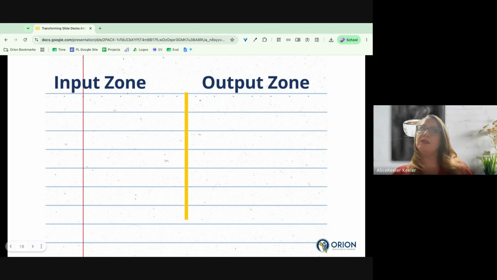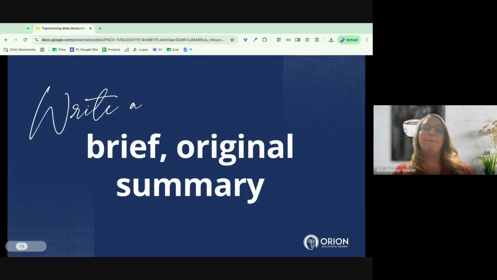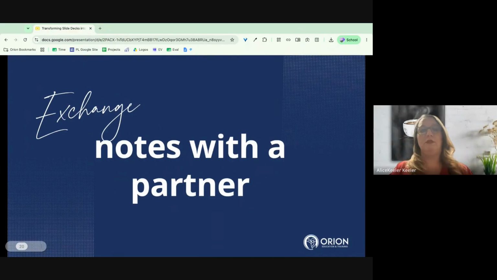Now, the output zone is where you're going to maybe summarize the lesson, write a brief original summary. Try and do it in 22 words or less. Put some constraints on that, which would really force them to think about, what did I just learn? Maybe you could exchange notes with a partner, and your partner can evaluate what things you thought of or how you might utilize this. This is not, again, not with the copying.